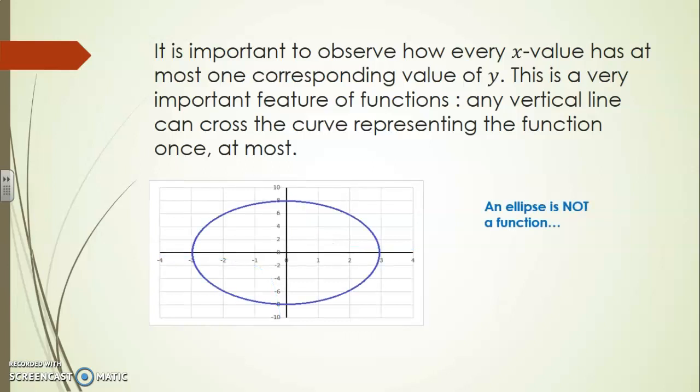An ellipse, for example, is not a function, because you can probably observe that for an x value of 2, for instance, two different points appear on the ellipse, one above the x-axis and one below it. So this could be called a relationship between x and y, but certainly not a function.